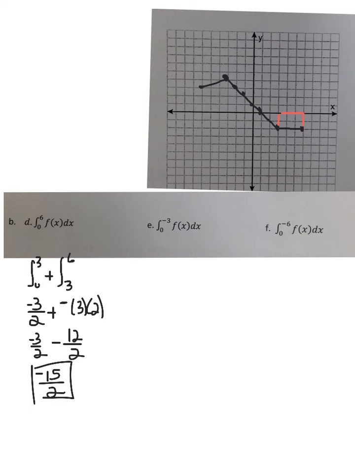All right, now E wants you to go from 0 to negative 3. Remember, when we do this, we can't have the higher bound be the lower number of these two. So I'm going to flip these around, and remember, I need to negate. I'm going to write it as the negative of the integral from negative 3 to 0 of f of x dx. They just want the area under the curve from negative 3 to 0, but I'm going to negate that answer.